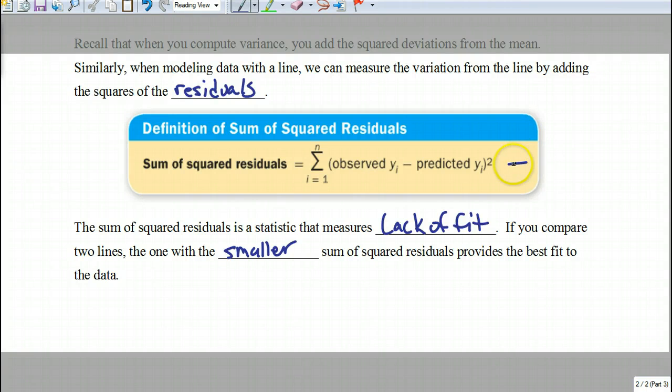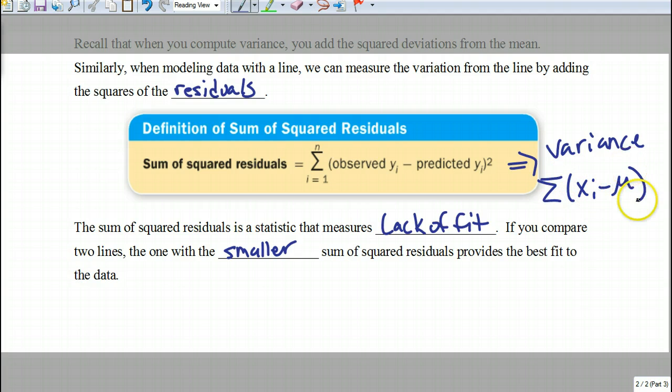This looks very much like the variance that we were doing last chapter. If you recall, the variance was found by the sum of xi minus mu, so how far it was from the mean, squared. And then we would take that and divide it by the number of data points. This is going to be very similar to that, except we're not dividing it.